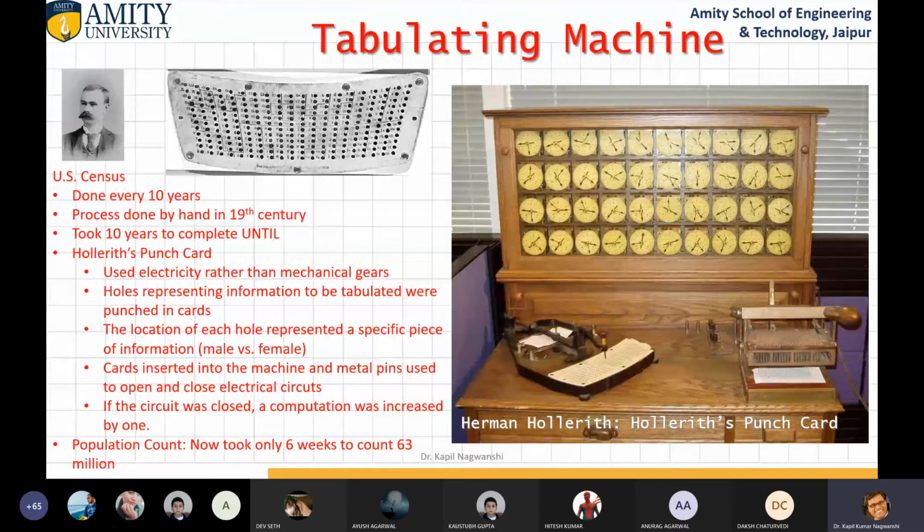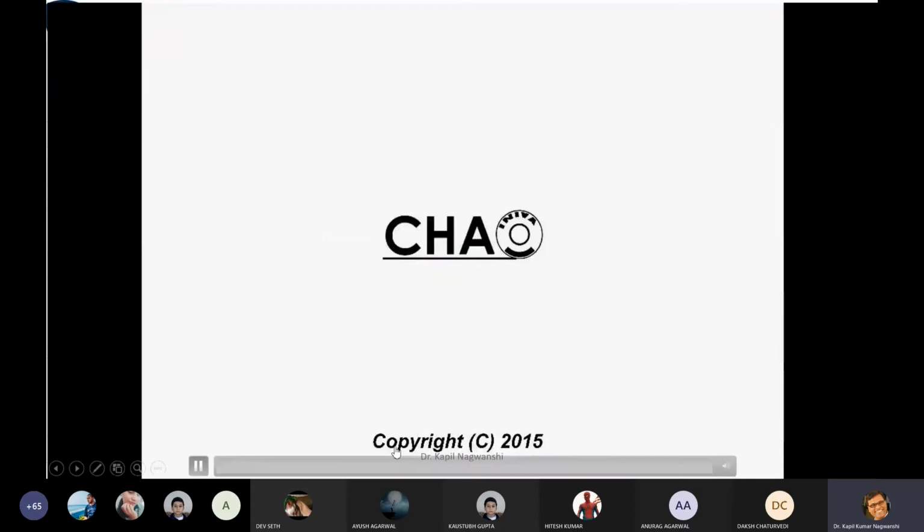Okay. Then the tabulating machine was developed for the US census. It took 10 years to complete all these things. But after that, Herman Hollerith devised one machine based on punch cards, and it is able to calculate the population. So this shows the population clock. Okay, and based on this, this is the machine.